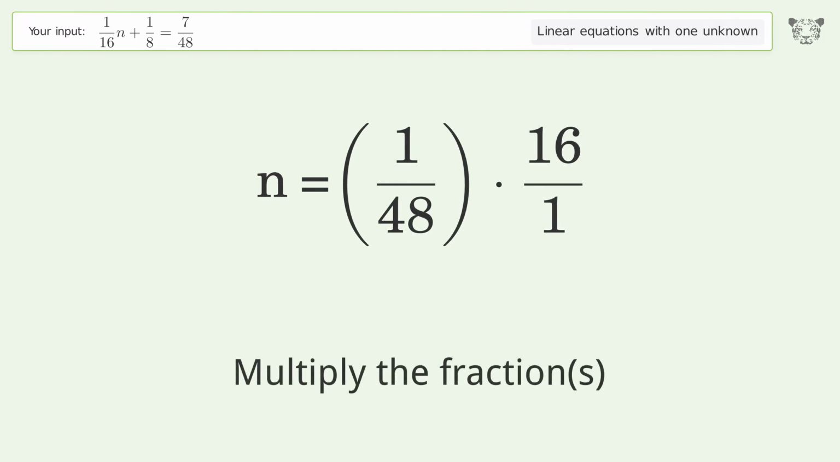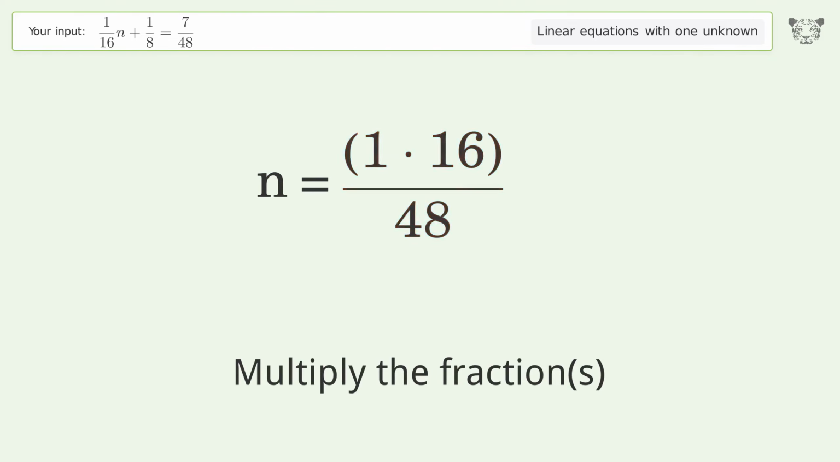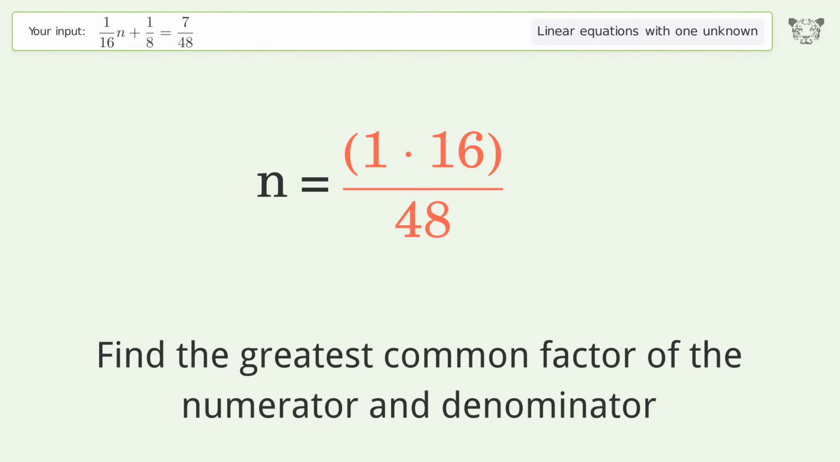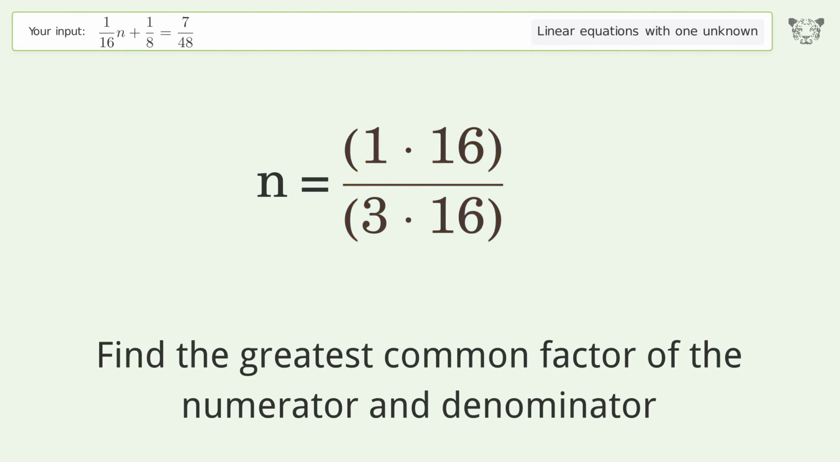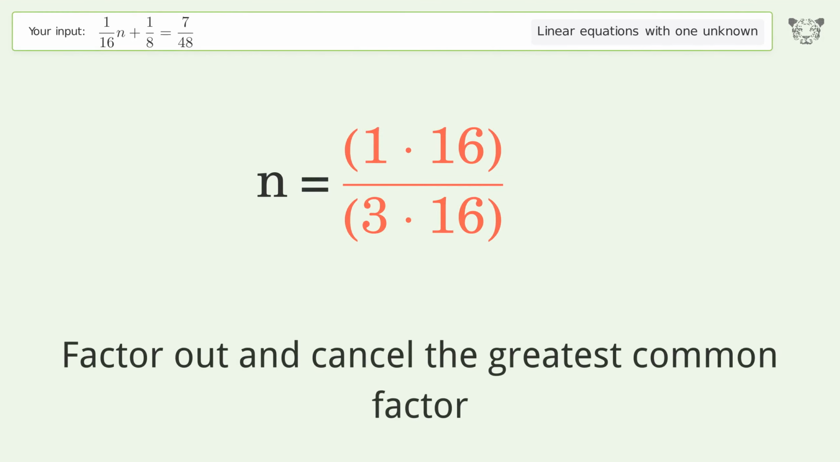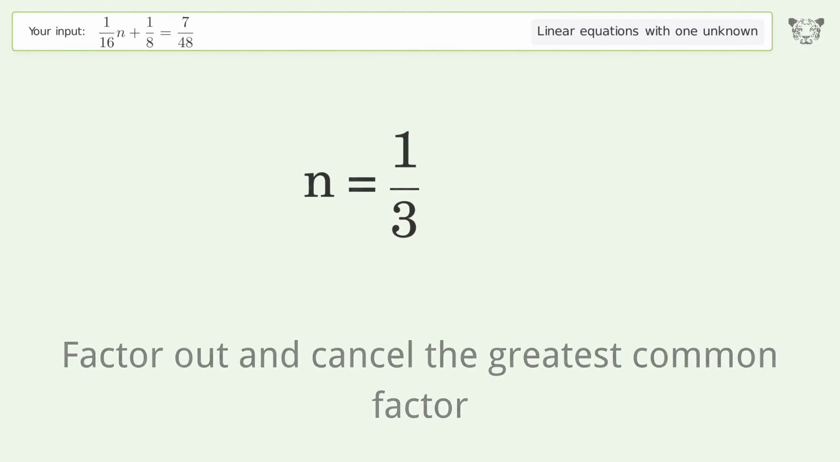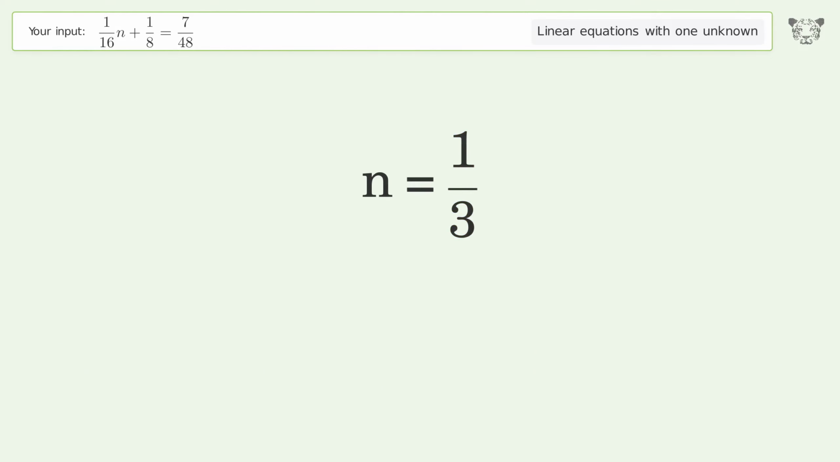Multiply the fractions. Find the greatest common factor of the numerator and denominator. Factor out and cancel the greatest common factor. And so the final result is n equals 1 over 3.